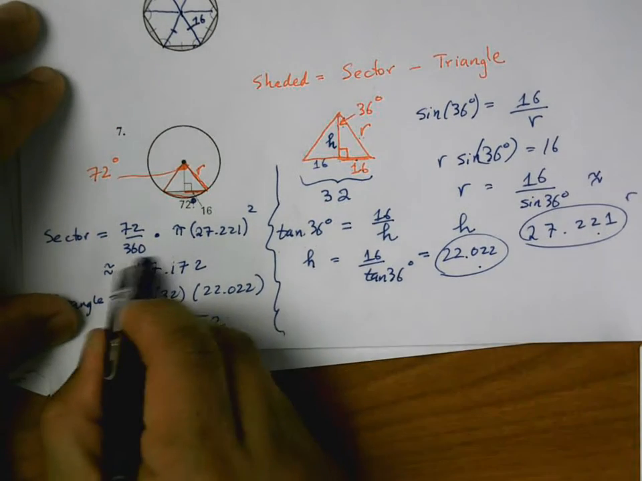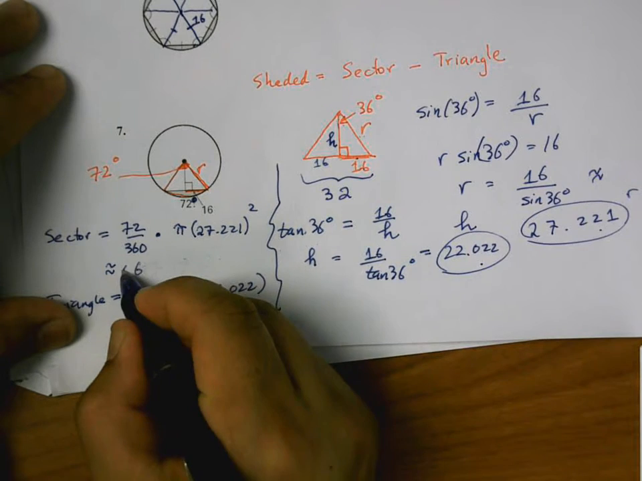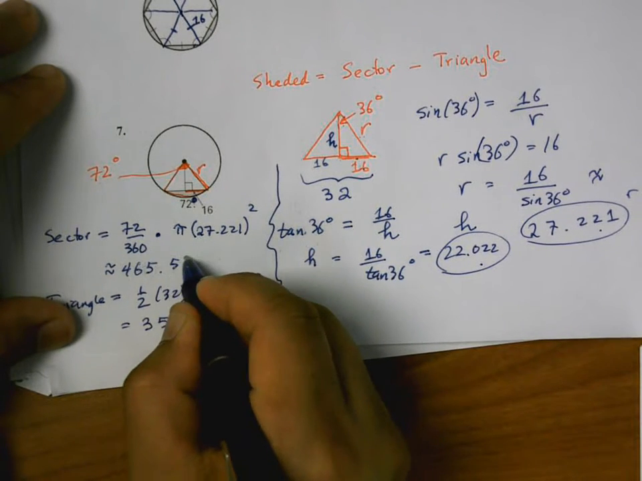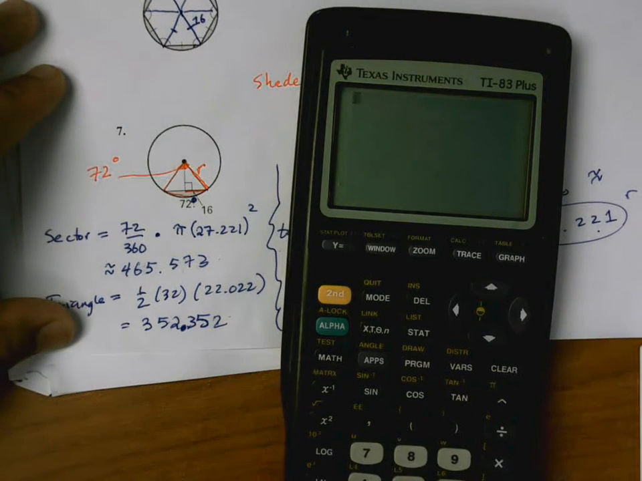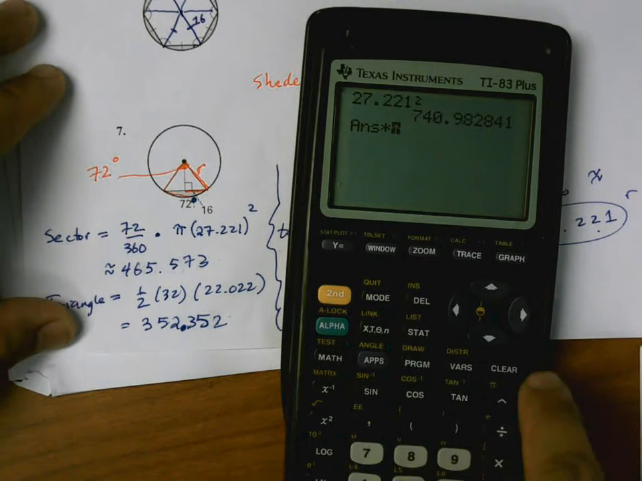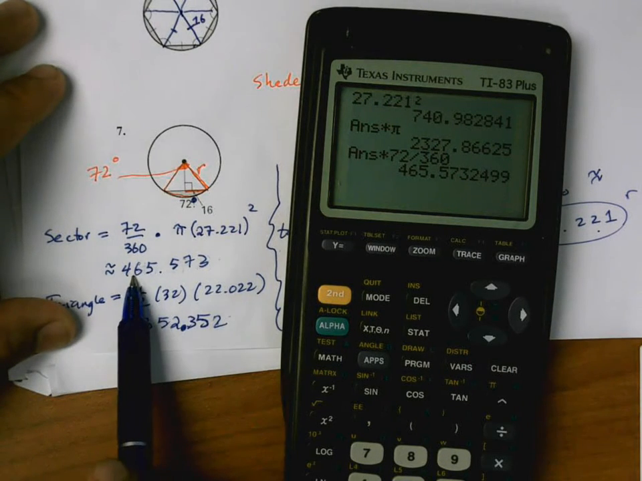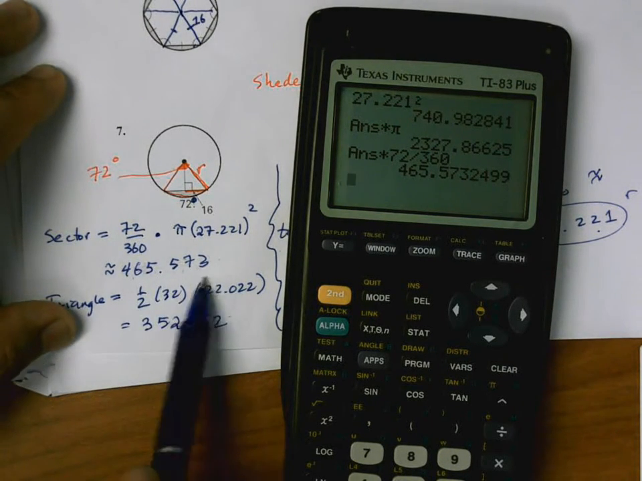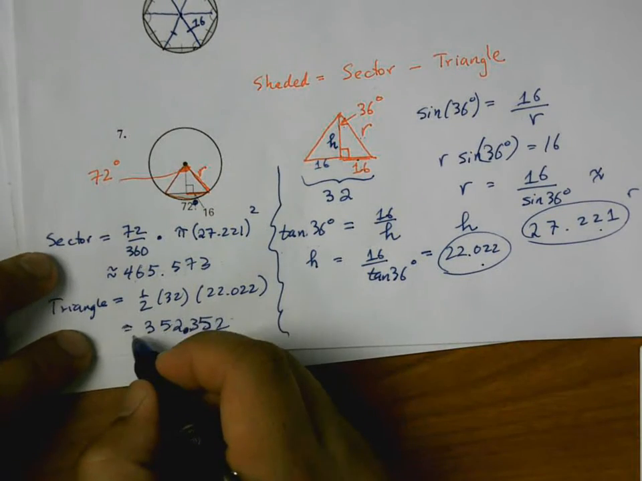I'm sorry, I realize I just made a mistake on this. That's not 47. I don't know what I did there. This should be 465.573. Okay, so looking at that again, let's see. 27.221 squared times pi times 72 over 360. That should give me 465.573. The reason I knew that was wrong was because we were about to end up with a negative area.